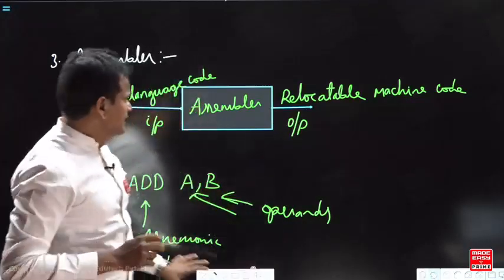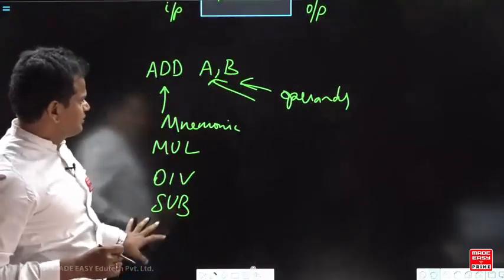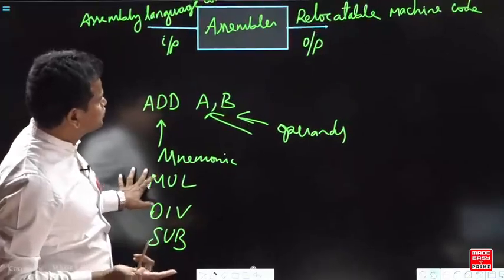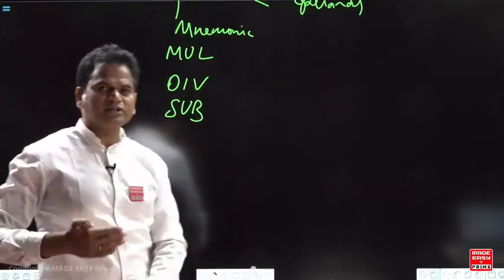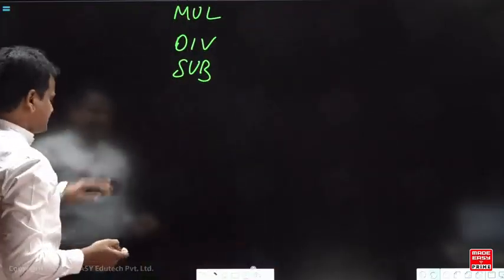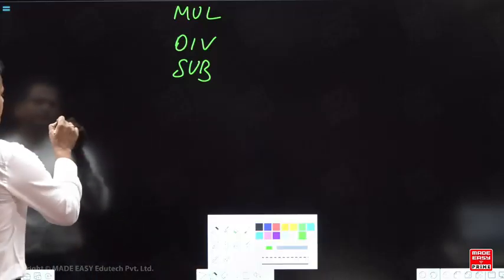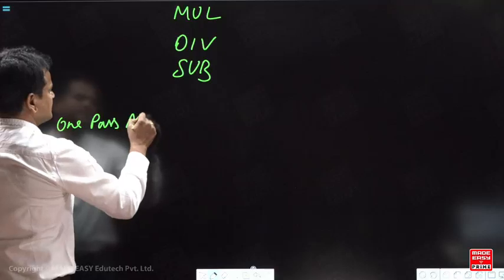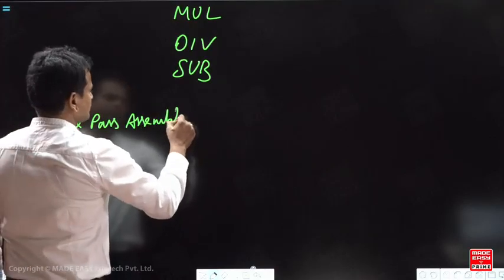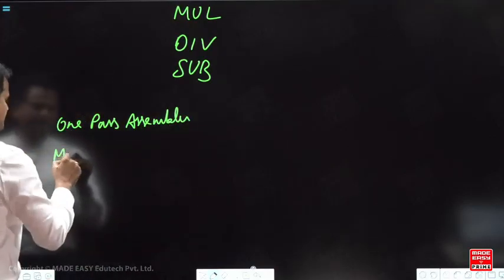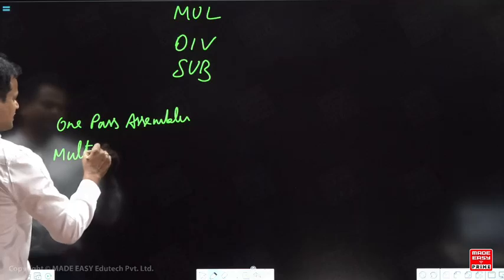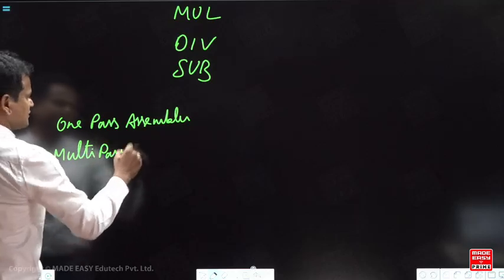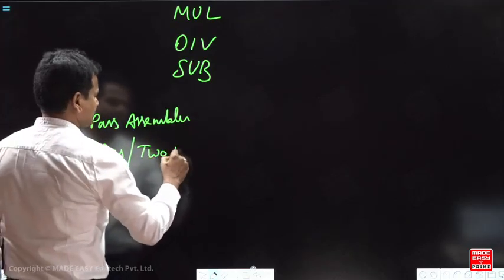Okay. So here assembler also, we can define as two types based on the phases. So it can be one pass assembler and multi-pass assembler, multi-pass or two pass assembler.